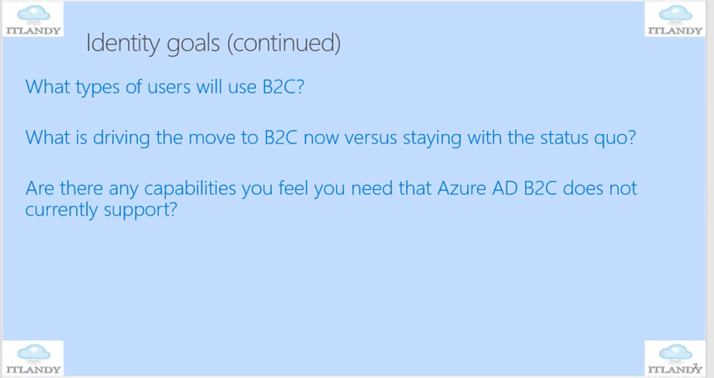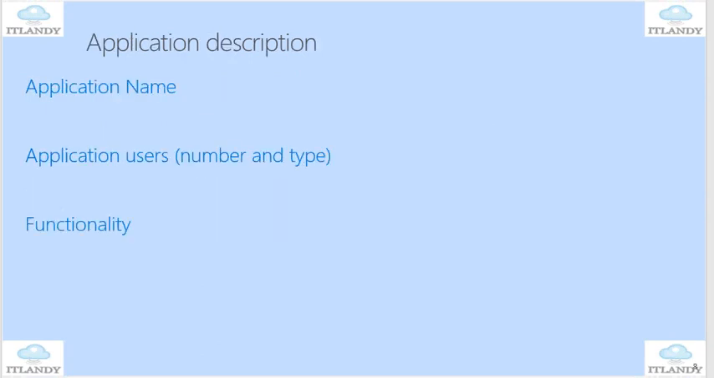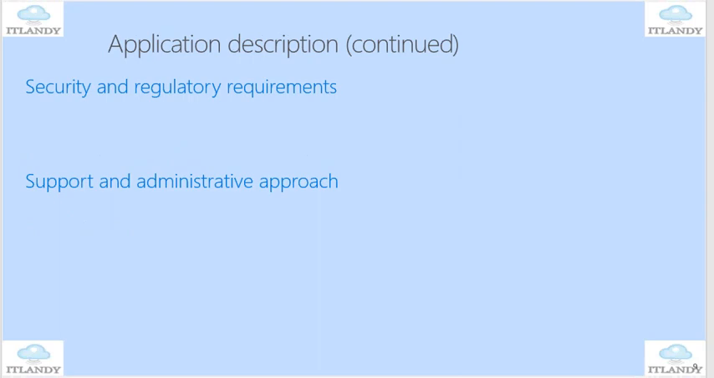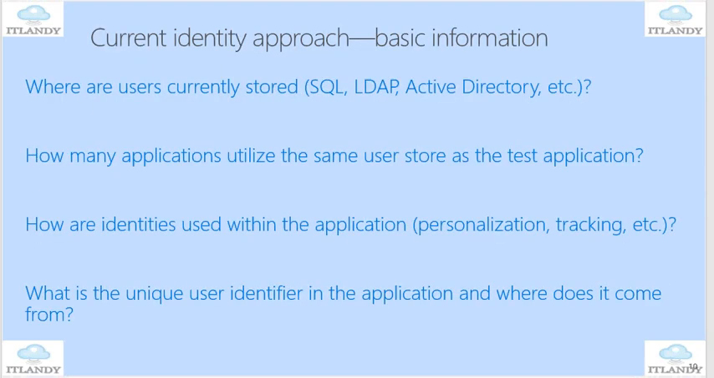What else do I need to capture when I'm trying to understand the requirements? I need to know the application description, app name, users, functionality. I need to know the security, regulatory requirements, support, and administration. These are the crucial parts. Now I go back and capture what other approaches I can utilize.